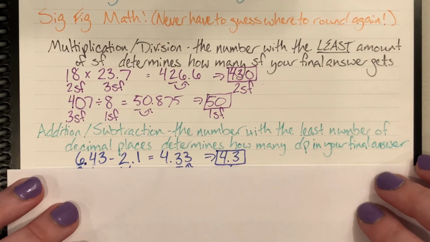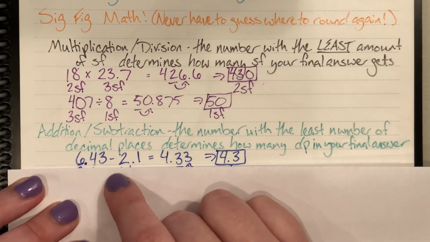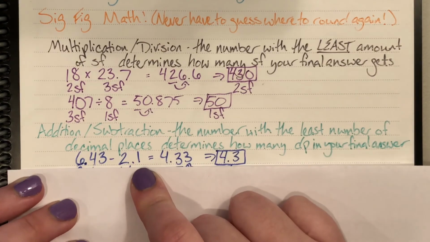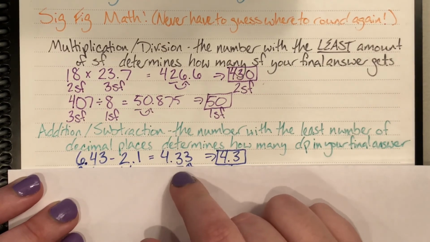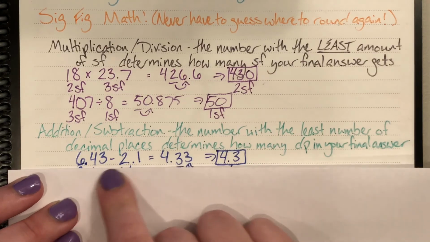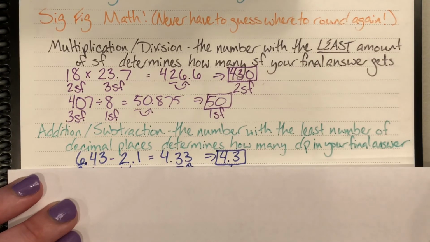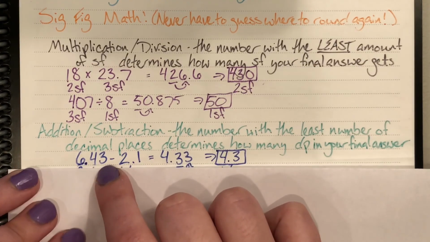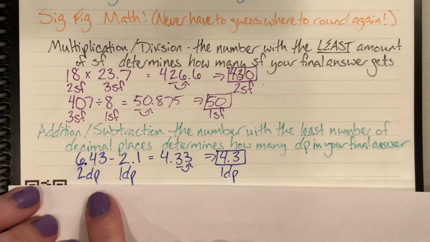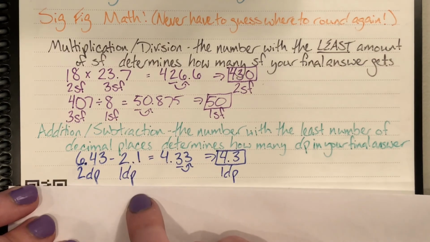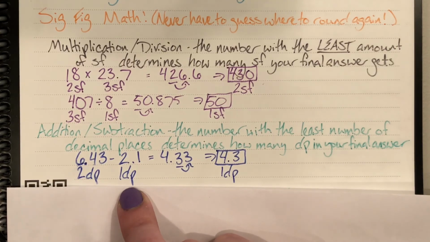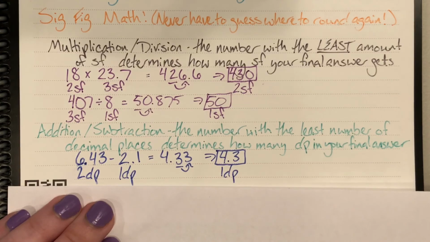So my first example here, I have 6.43 and I am subtracting 2.1. When I did that, I got the number 4.33. I'm going to count my number of decimal places, not sig figs, for addition and subtraction. So this first number, I have 2 numbers after the decimal, so I will have 2 decimal places. And this number, the 2.1, I have 1 number after the decimal place, so I will have 1 decimal place. Since 1 is less than 2, I am only going to be preserving 1 decimal place.